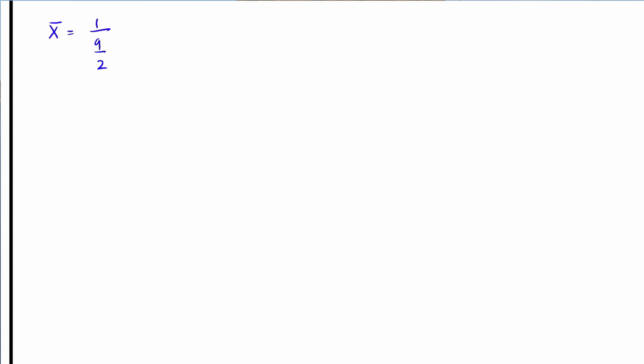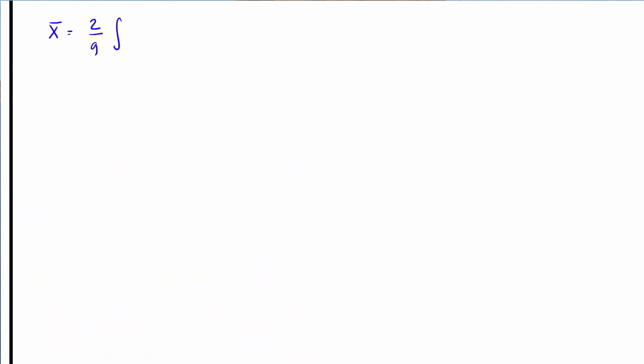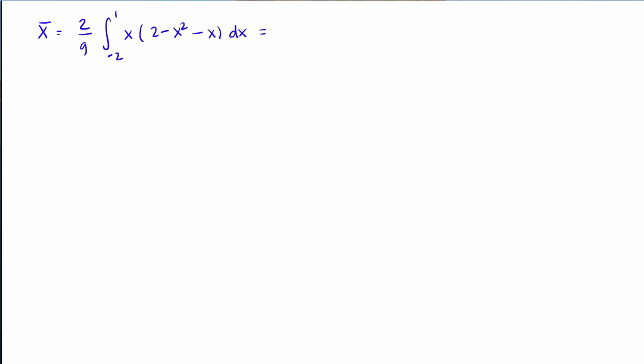So 1 over 9 over 2, which is the same as 2 over 9. And then the integral from -2 to 1 of x times f of x minus g of x. So -2 to 1 of x times f of x, which is 2 minus x squared, minus g of x, which is just x, dx. Obviously, multiply them together before you try to compute this integral. So you get 2 over 9.